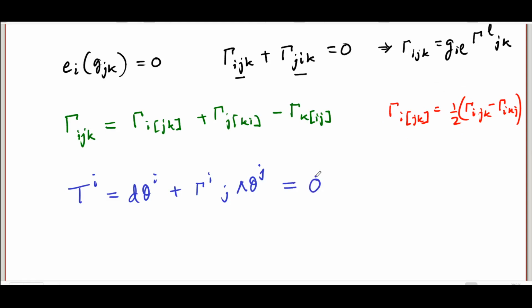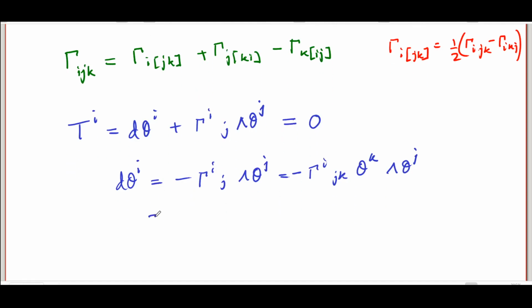Note that because we are dealing with Riemannian geometry, the T^i's have to be 0. But that tells you that the dθ^i's, the exterior derivative of the one forms which form your covector basis fields, is given by minus γ^i_j wedge θ^j, which is γ^i_jk θ^k wedge θ^j. This is nothing but the definition of the γ^i_j's, the connection forms. But now you can just use the antisymmetry here to rewrite this as γ_ijk θ^j wedge θ^k.